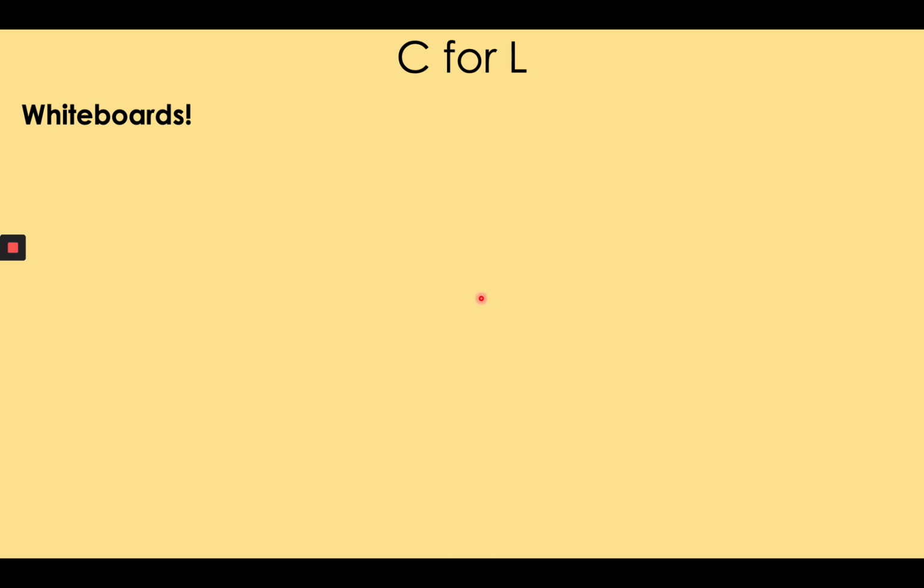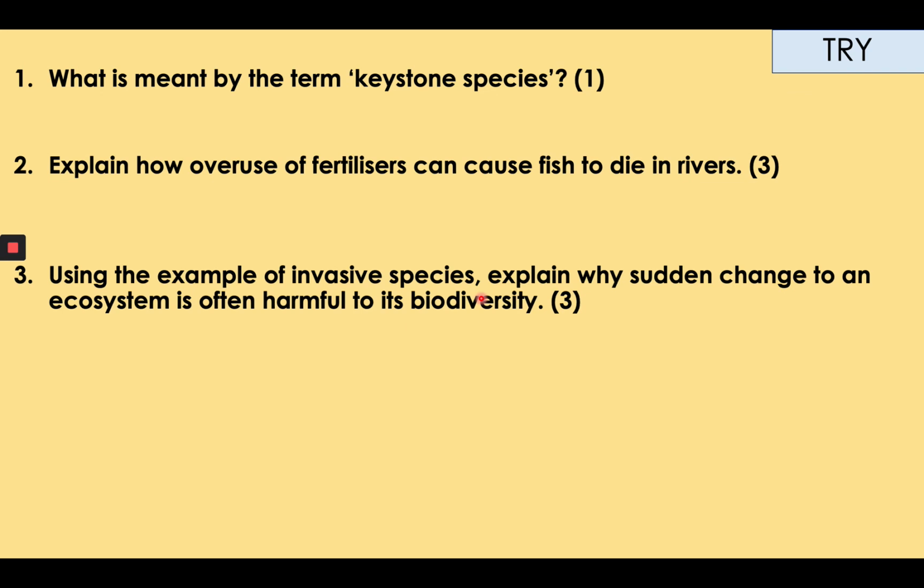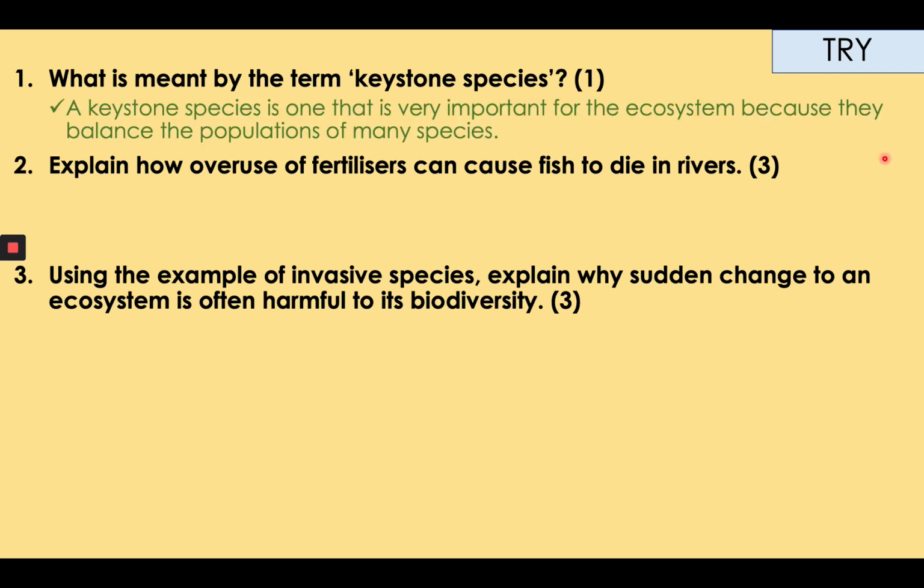Okay, time to embed learning. Answer these questions using your understanding from the lesson, and then mark your answers. Go for it. Number 1, keystone species. 2, explain how overuse of fertilizers can cause fish to die in rivers. So this is about eutrophication.